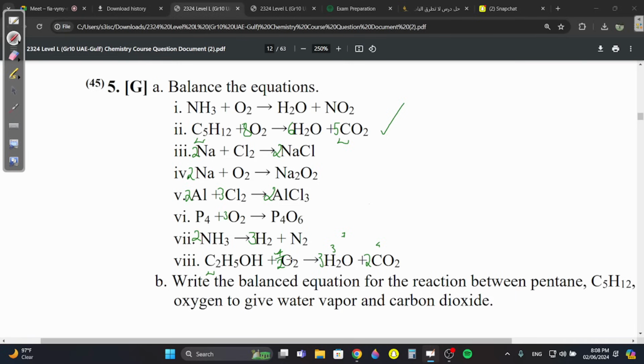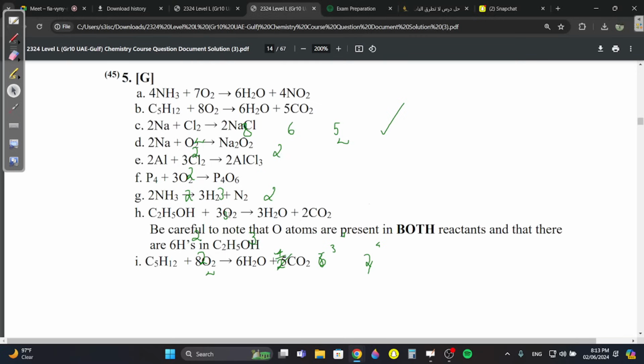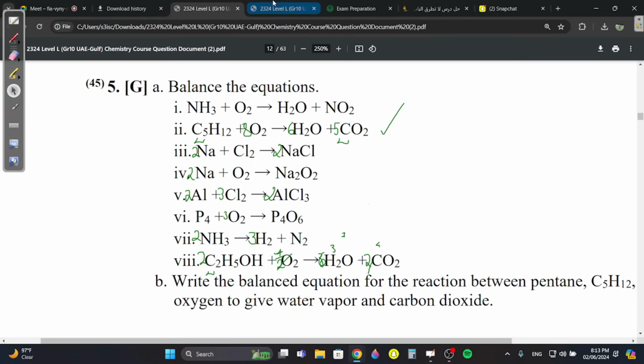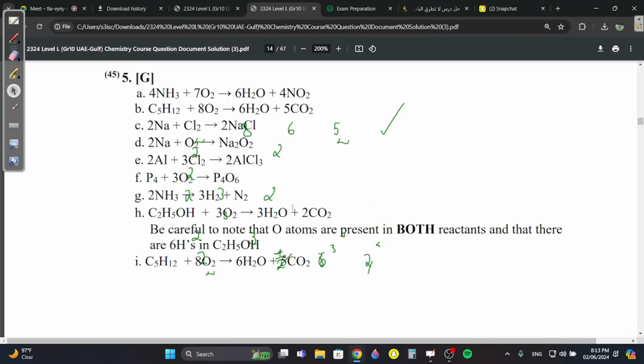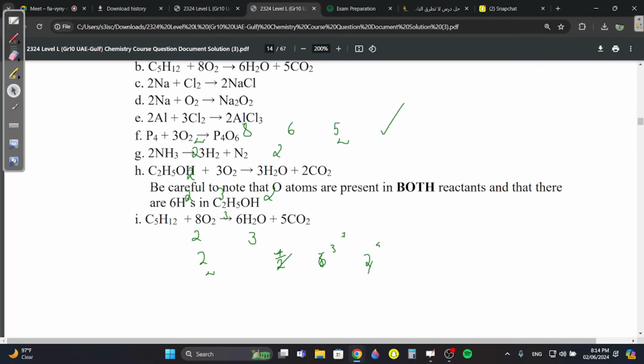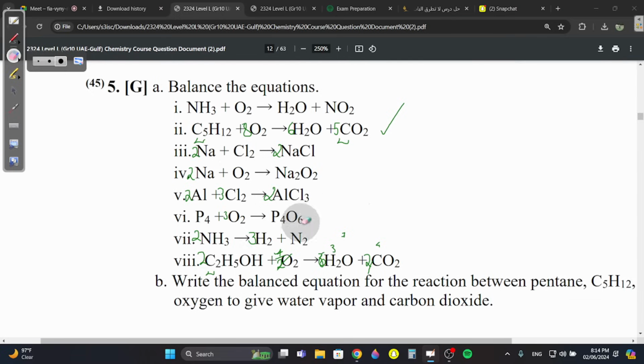But we said we want whole numbers, right? So we want to get rid of this fraction. So what do we do? We cancel it, and we multiply everything by 2, right? So this becomes 7, this becomes 6, this becomes 4. And if you check the answer over here, it'll be 3. Wait, there's something wrong. Be careful to note that all atoms are present in both. Oh no! I balanced it wrong.